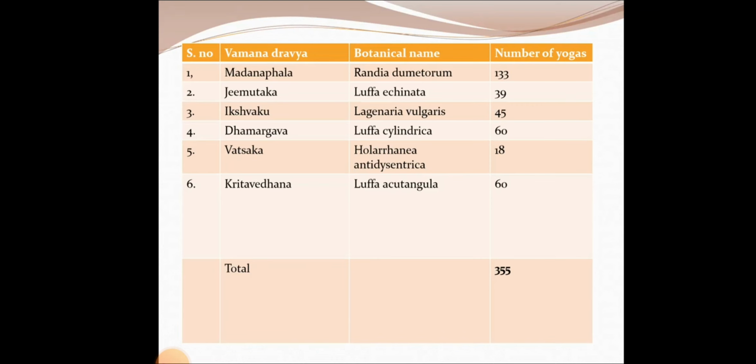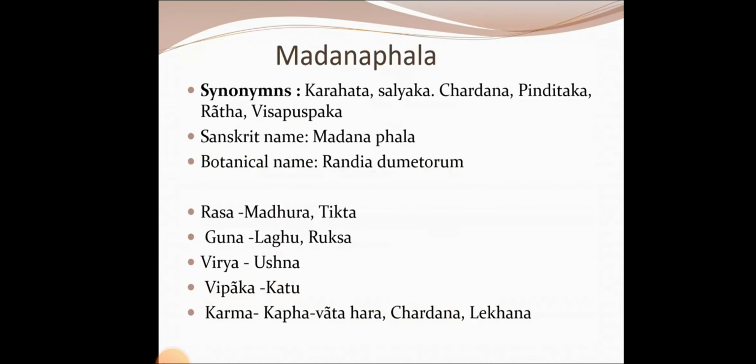Next, coming to Madana Phala. It is very important and it is the most commonly used drug in Vamana Karma. The synonyms are Karahata, Shalyaka, Chardana, Pindika, Rathavi, Vishapushpaka, and the Sanskrit name is Madana Phala. Botanical name is Randia dumetorum. Rasa is Madhura, Tikta, Laghu, Ruksha Guna, Ushna Virya, Katu Vipaka, Kaphavatahara. The karma mentioned is Kaphahara, Chardana, Lekhana.